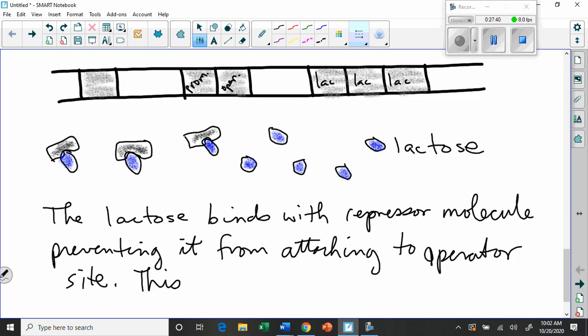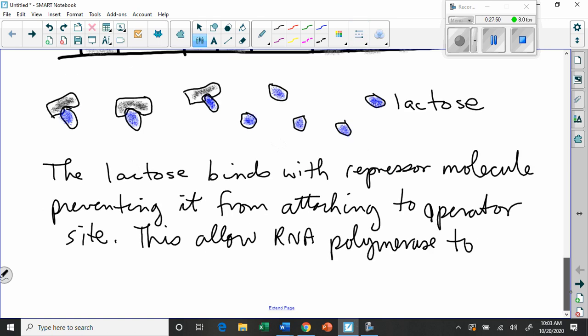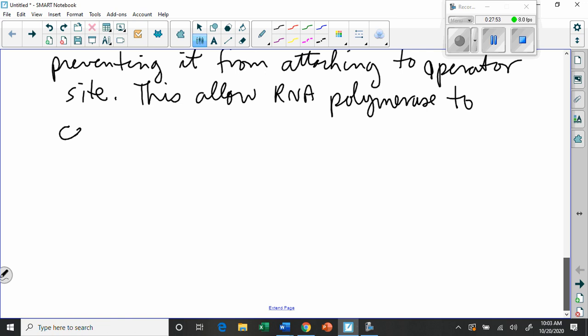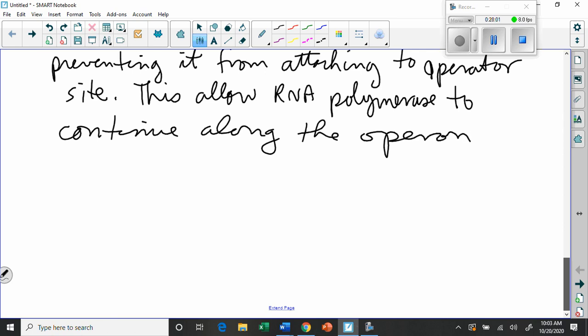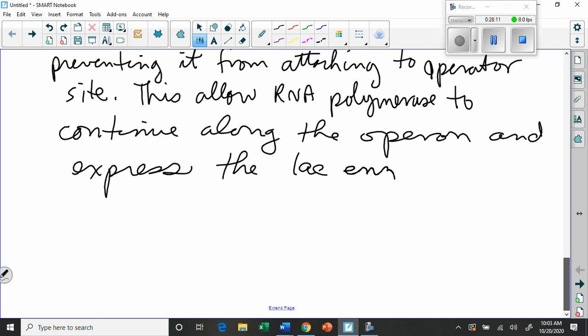This allows RNA polymerase to continue along the operon, let's say. I'll put it back in a second. To continue along the operon, which is the whole section, and express. By the word express, we mean transcribe and eventually translate the lac enzymes or enzyme codes. So the gene is now on.